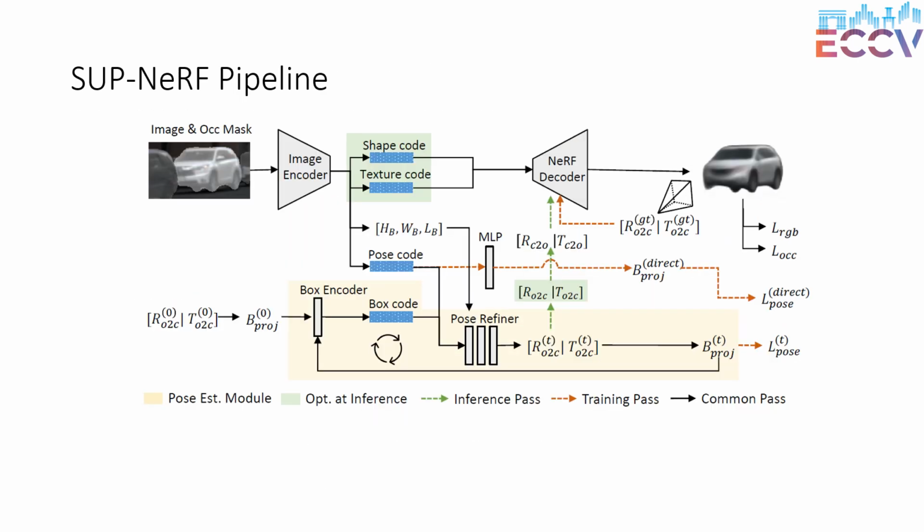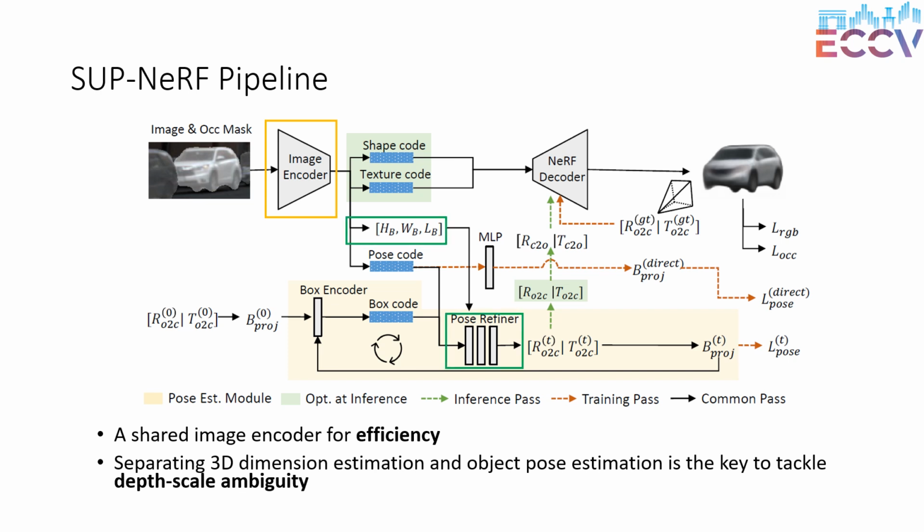Here is the SUP-NeRF pipeline. The top half represents a typical object-centric NeRF pipeline, but in addition, we leverage the shared image encoder to output object dimensions and pose code to facilitate the lightweight pose estimation model. Specifically, a shared image encoder is necessary to maintain high efficiency. Separating 3D dimension estimation and object pose estimation is the key in handling depth scale ambiguity.